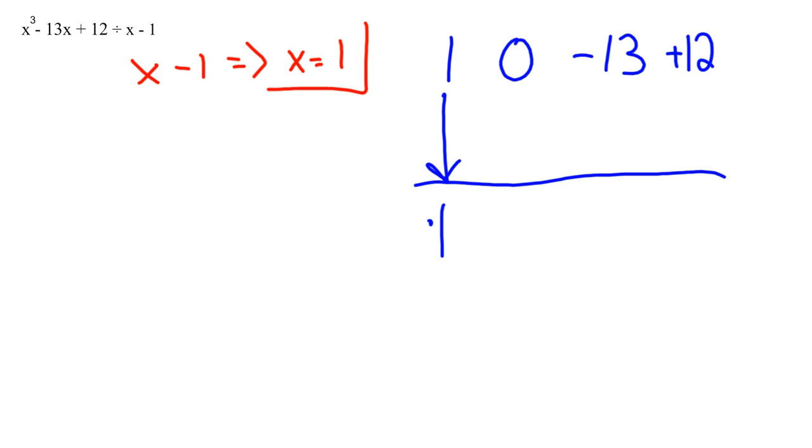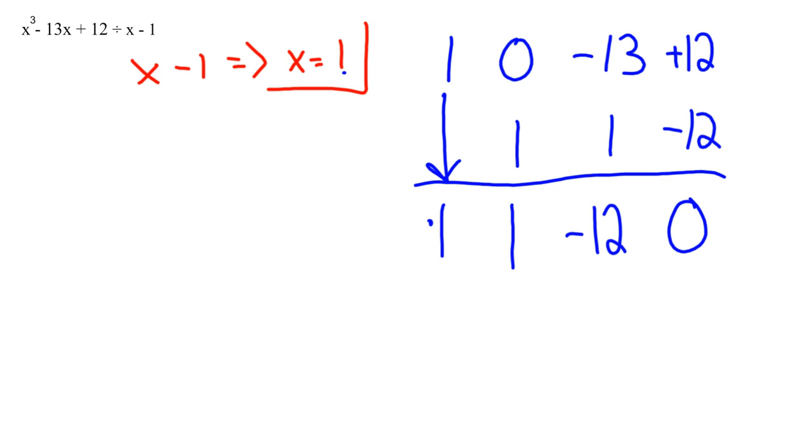1 times 1 is 1. I'm going to combine 0 and 1 to get a 1. 1 times 1 is 1. I'm going to combine negative 13 and 1 to get a negative 12. Negative 12 times 1 is negative 12. Positive 12 and negative 12 give me a 0. Now this one's going to be a little different than the last one. It's not going to have a remainder.